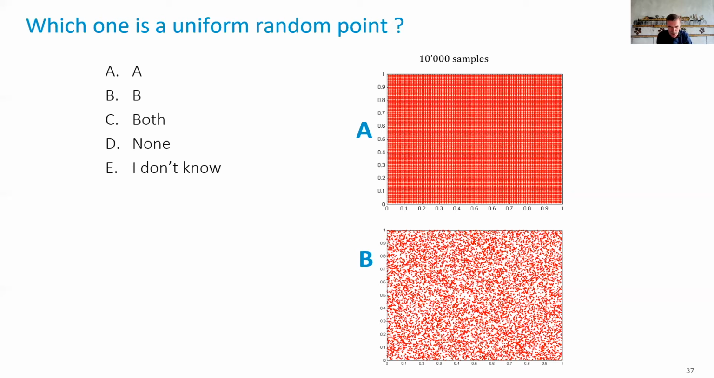Here is a quick question. Here I have two samples of 10,000 points in the square 0, 1, 0, 1. It doesn't look like a square because the y-axis is a bit compressed, but this is the square. Which one is 10,000 samples of the uniform random number generator?